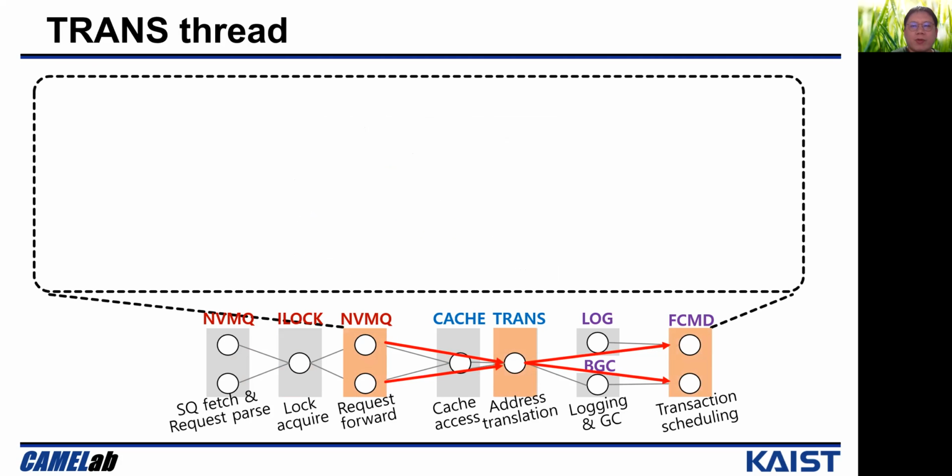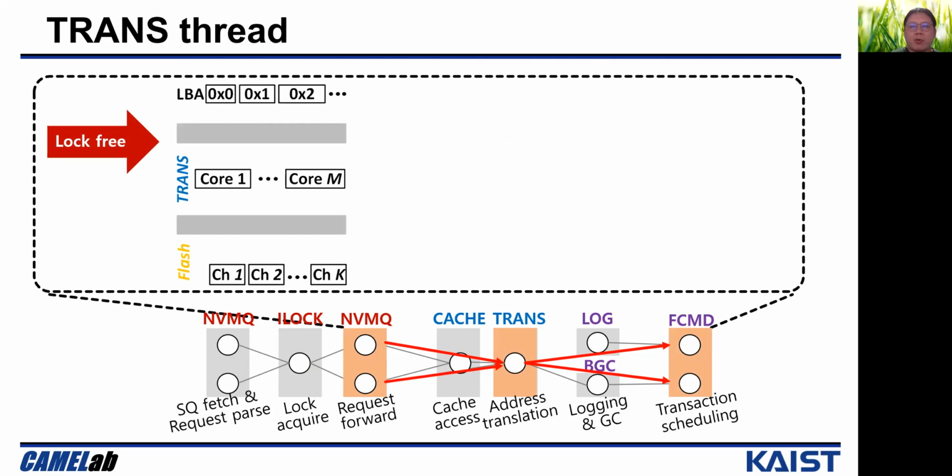We can use lock-free designs in trans threads. To enable parallel processing in trans threads, we can split the logical address space into chunks. The pages are spread to the different trans threads by modulating the address with the number of trans threads. Different trans threads can also map to different flash blocks in different flash channels.